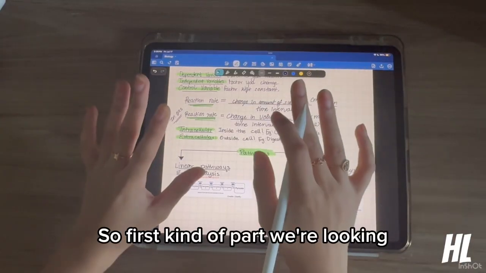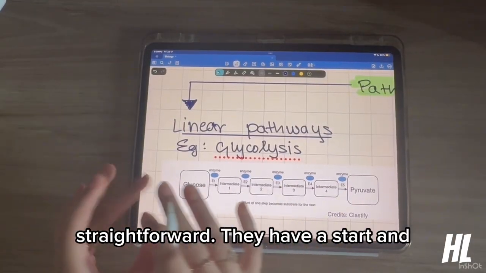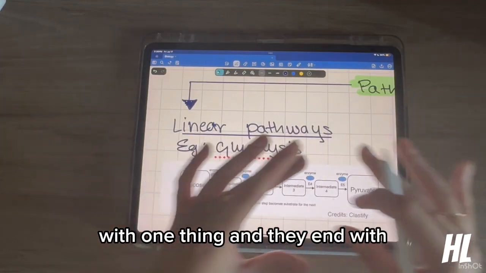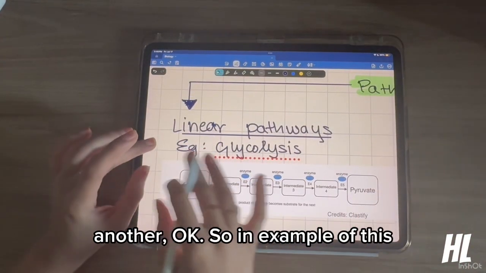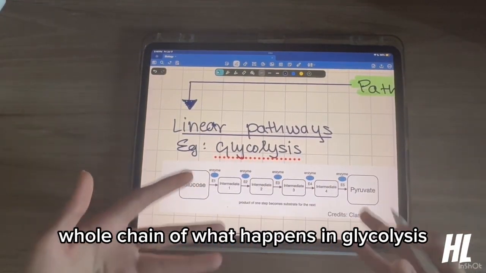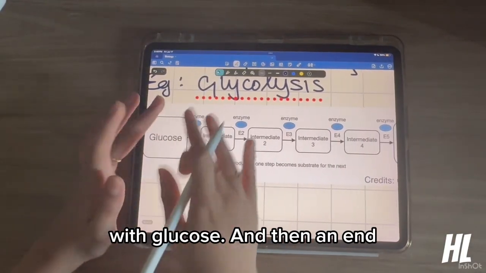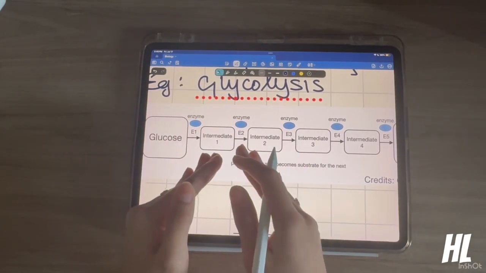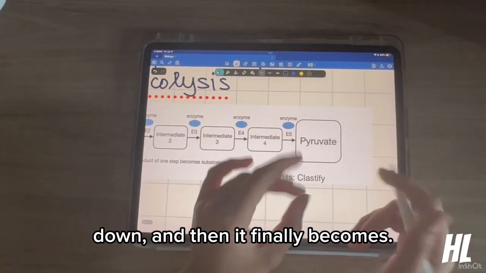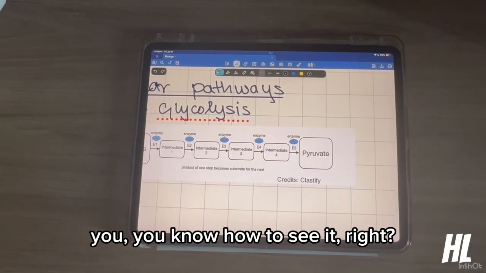So the first kind of pathway we're looking at is linear pathways. They're pretty straightforward. They have a start and they have an end. They start with one thing and they end with another. An example of this would be glycolysis, and we've got a whole chain of what happens in glycolysis here as well. It starts with glucose, and then an enzyme acts, it becomes a smaller part, and then again another enzyme breaks it down more, and then it finally becomes pyruvate. I don't know how to say it, but you know how to say it, right?